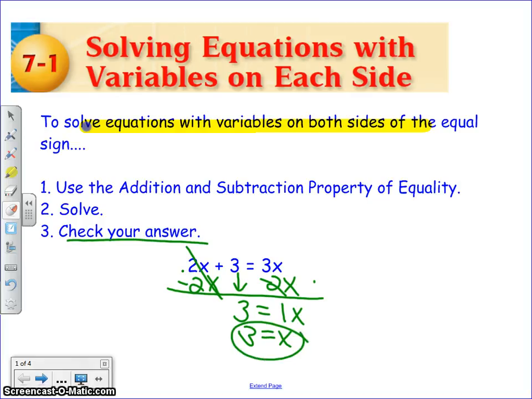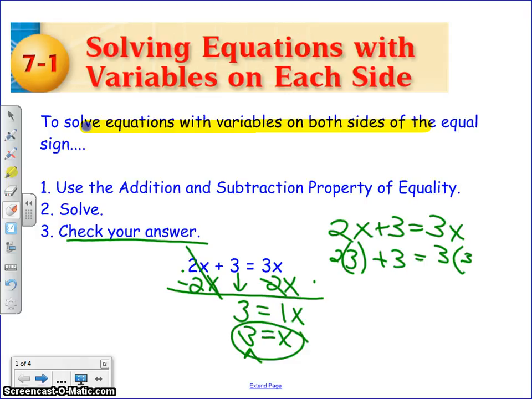Well, if x equals 3, we go back to our original equation, 2x plus 3 equals 3x, and we substitute in 3. So 2 times 3 plus 3 equals 3 times x, which is, we now know, 3. Is 2 times 3, 6, plus 3 equal to 3 times 3, which is 9? Yes, 9 equals 9. So x equals 3 is, in fact, the correct answer. And that's how you check your equations.